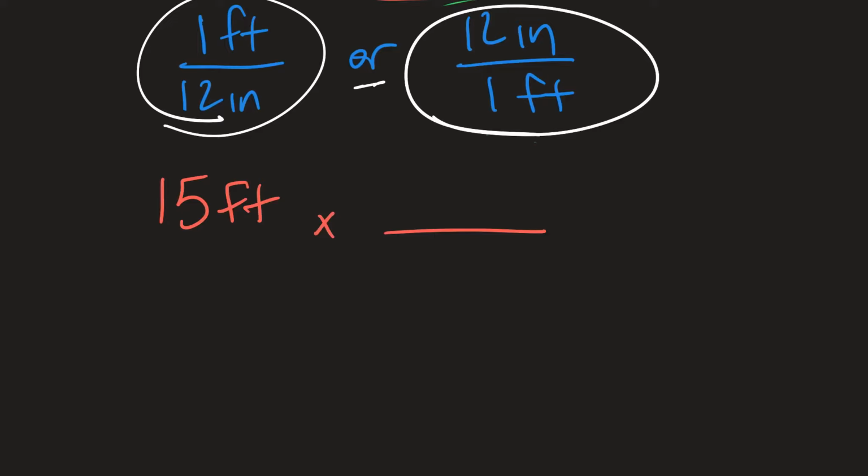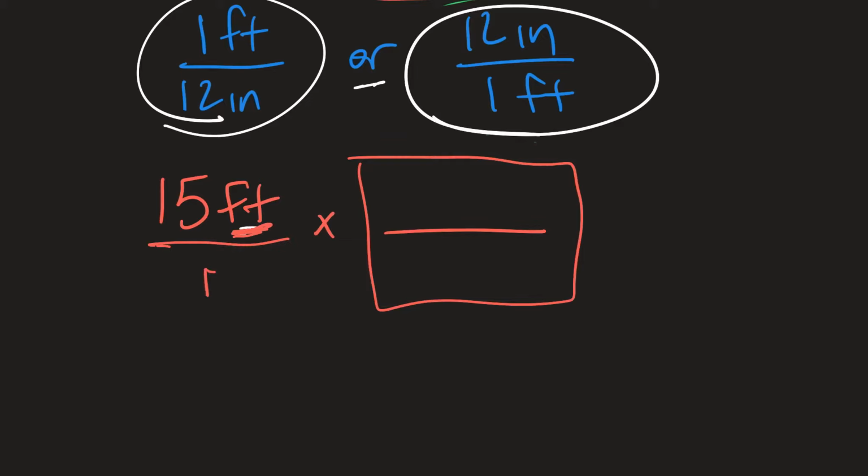So for example, I don't want the unit feet anymore. How do I get rid of this unit feet? Well, if we're using this conversion, to cancel out this feet, which sits as a numerator, it would look like this, essentially. Then we will need the unit feet to be at the bottom here.